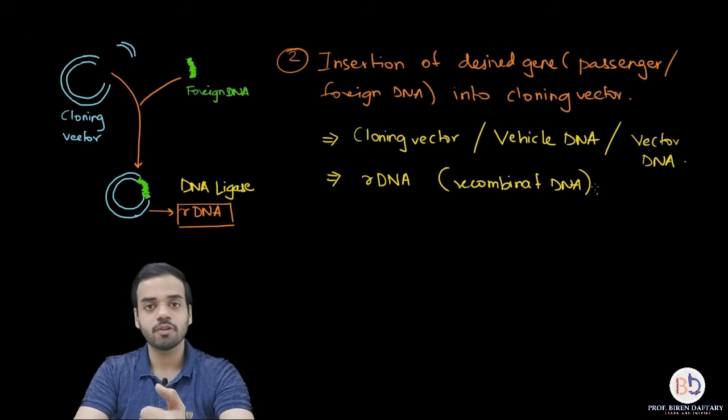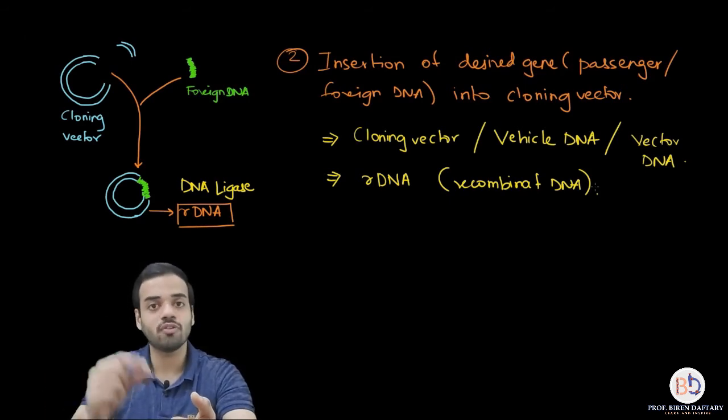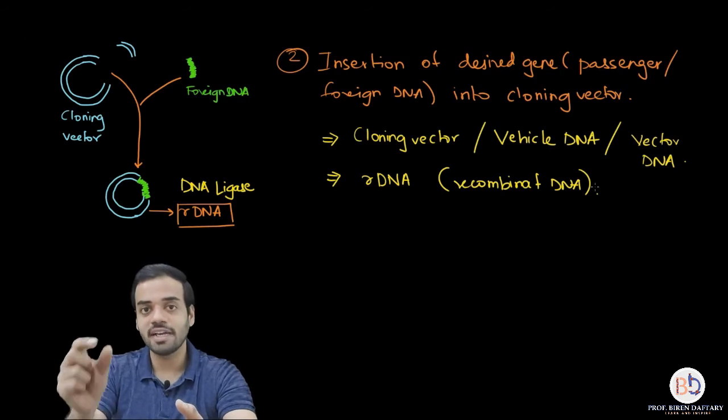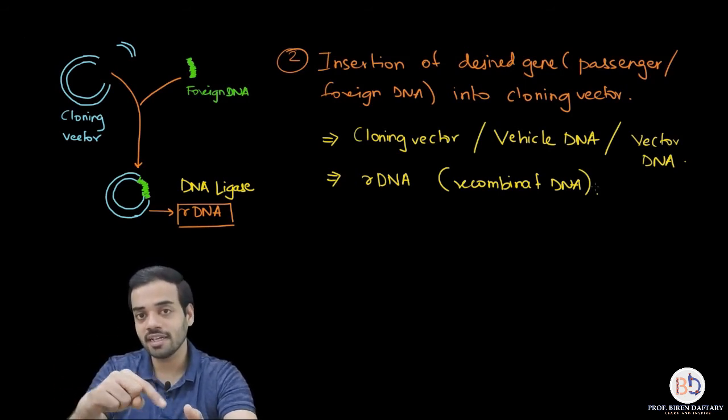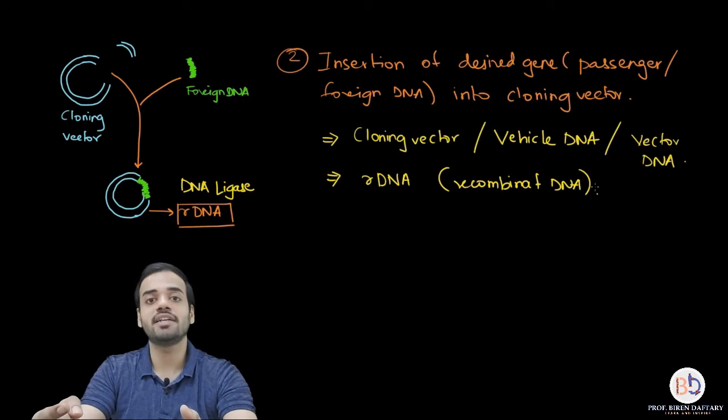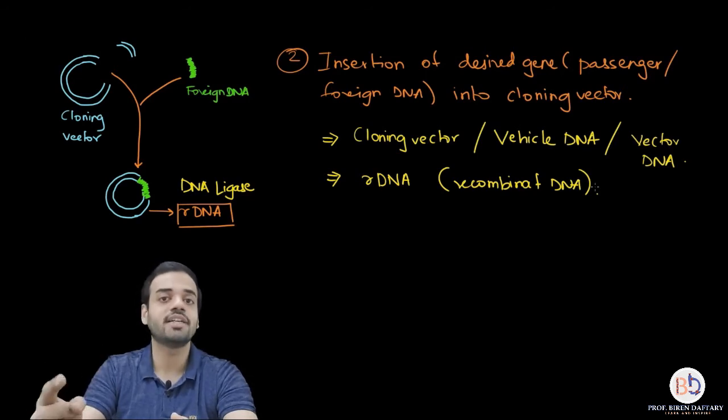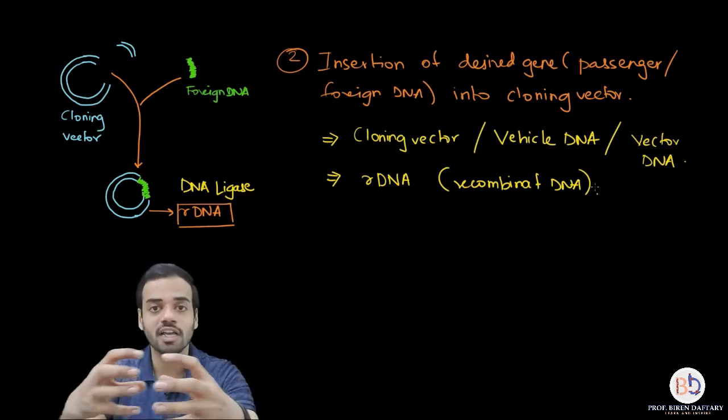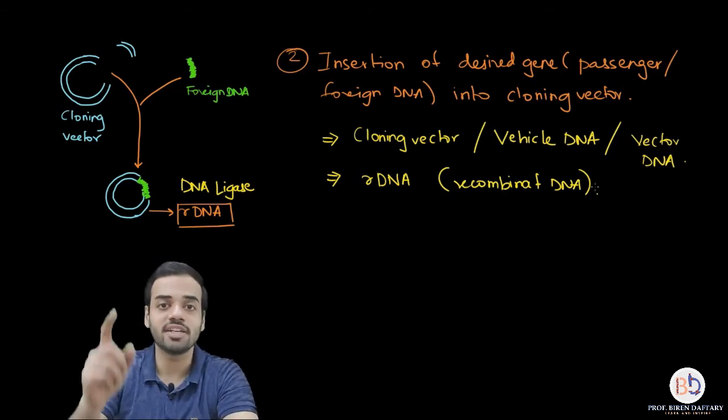So first step, from the DNA we got the desired gene, or we got the passenger DNA, or we got the foreign DNA. In the second step, we added the passenger or foreign DNA into the vector DNA, or into the vehicle DNA or the cloning vector, and what we got was the hybrid DNA, which is called recombinant DNA.